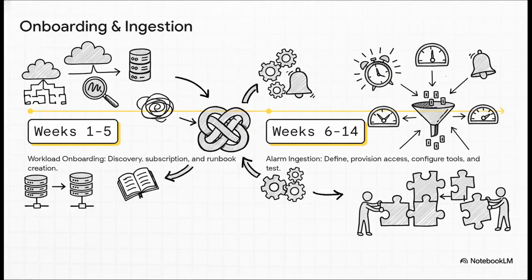But hey, setting this up isn't as simple as just flipping a switch. This timeline shows it's a really detailed multi-week process. It's a true partnership. In phase one, AWS gets to know your systems. And in phase two, you're working together for weeks to define exactly which alarms matter and how to get them ingested. It's that deep collaboration that makes the response so effective.